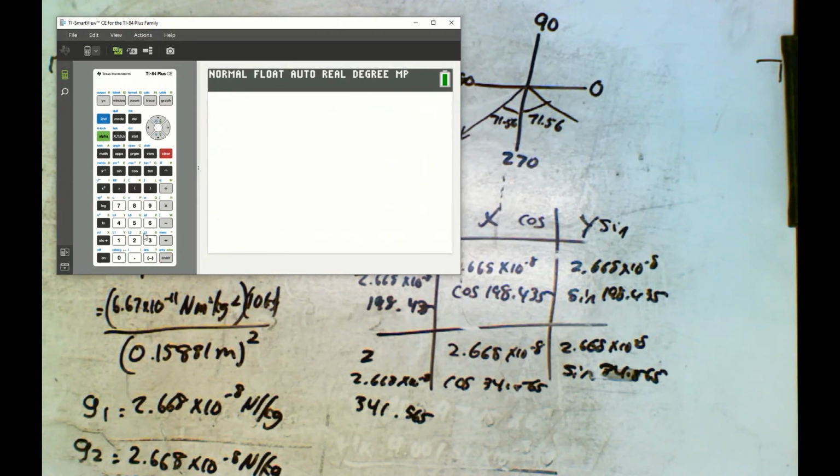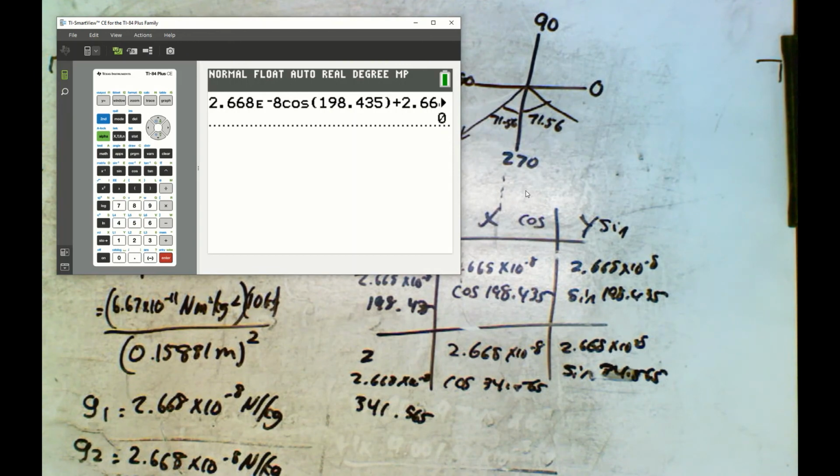Okay, so let's do this. 2.668 times 10 to the negative 8 is my magnitude, and then I'm going to go cos of my angle, which is 198.435, close my bracket, and I need to add it to 2.668 times 10 to the negative 8 times cos of my angle, which is 341.565. Close my bracket. Right, and I end up getting 0.